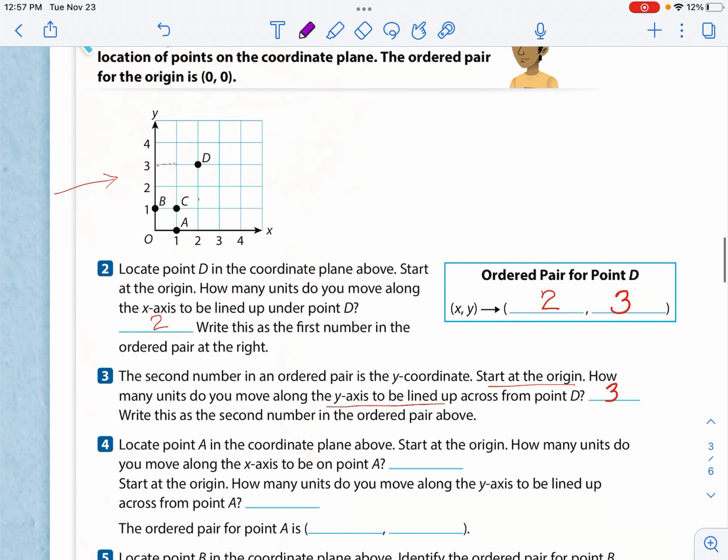That way it doesn't get too confusing. Okay, now we're going to do point A. So let's see, how many do we have to move over on the x-axis to be at A? Just 1. And how many, starting at the origin, how many do we need to go up to get to A? Take a look at that. How many do we need to go up to get to A? We don't. Not even 1. So it's actually a 0. So the ordered pair would be 1, 0.